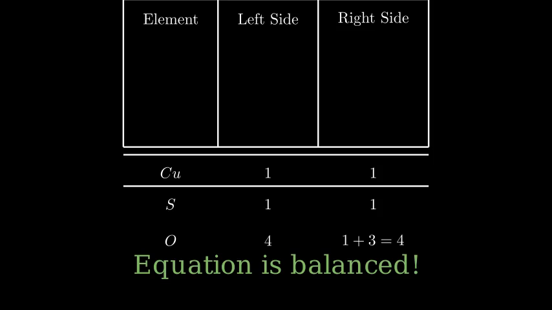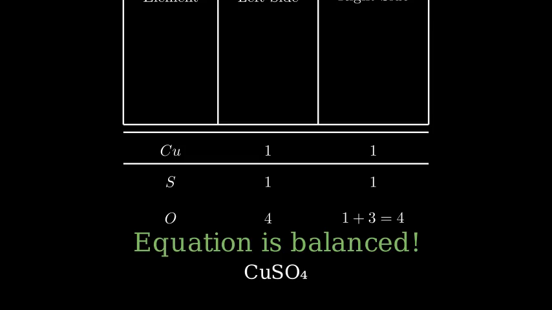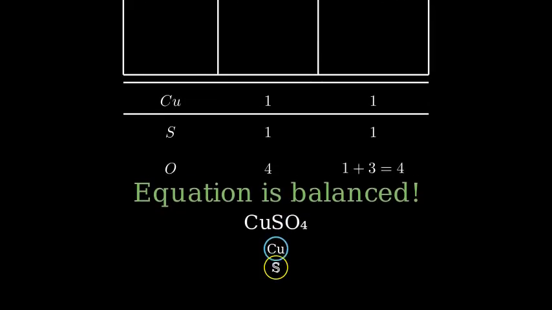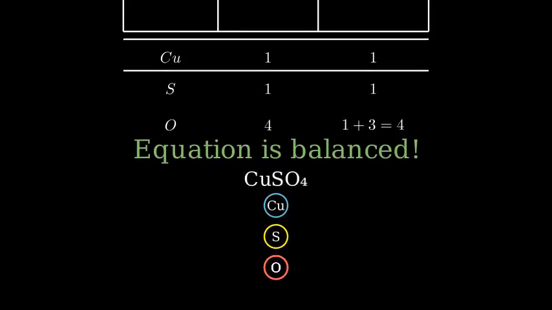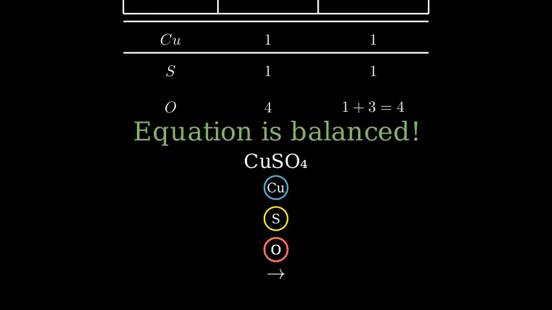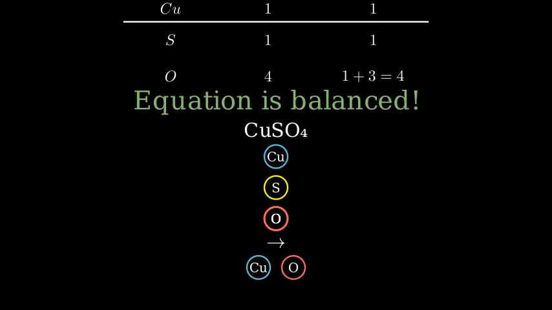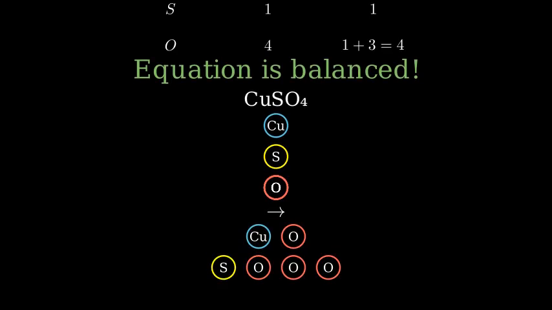Let's break down why this equation balances naturally. In copper sulfate, CuSO4, we have one copper atom, one sulfur atom, and four oxygen atoms. These atoms simply rearrange to form copper oxide, which takes one copper and one oxygen, and sulfur trioxide, which takes one sulfur and three oxygen atoms.